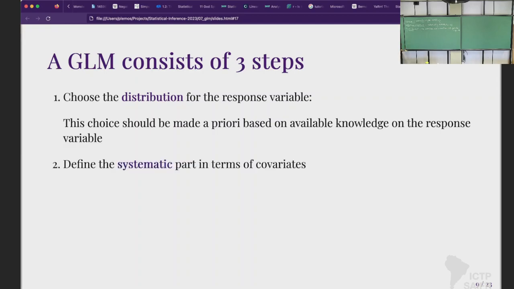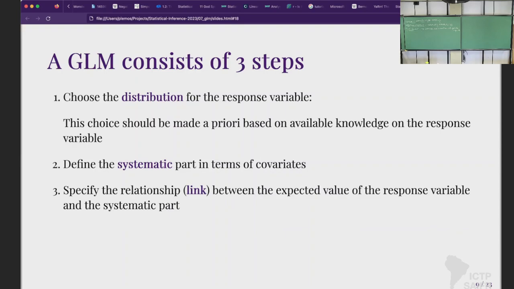And then you're going to define the systematic part, which is how your explanatory variables are related to each other. And finally, you're going to specify the relationship between the expected values of your response variable, and you're going to define your link function. And for each one of the distributions that you choose for your response variable, there's usually one link function that is used. And this can depend on the field that you're in. But yeah, it's usually a matter of practice and what people have been doing in the field and what makes sense given the distribution that you chose.